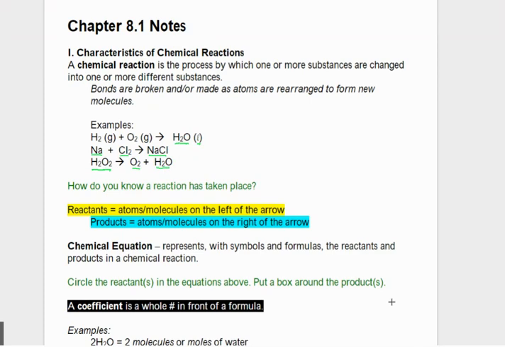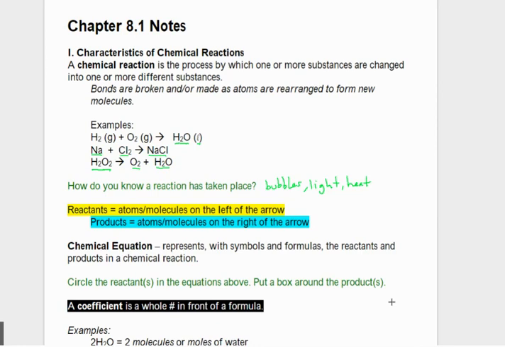How do you know a reaction has taken place? Tell me a few ways that you know a reaction has taken place. So yesterday we talked about a few things, one of them being bubbles. So if you see bubbles being given off, if you see light coming out, or if it's giving off heat, these are some indications that you have a reaction.